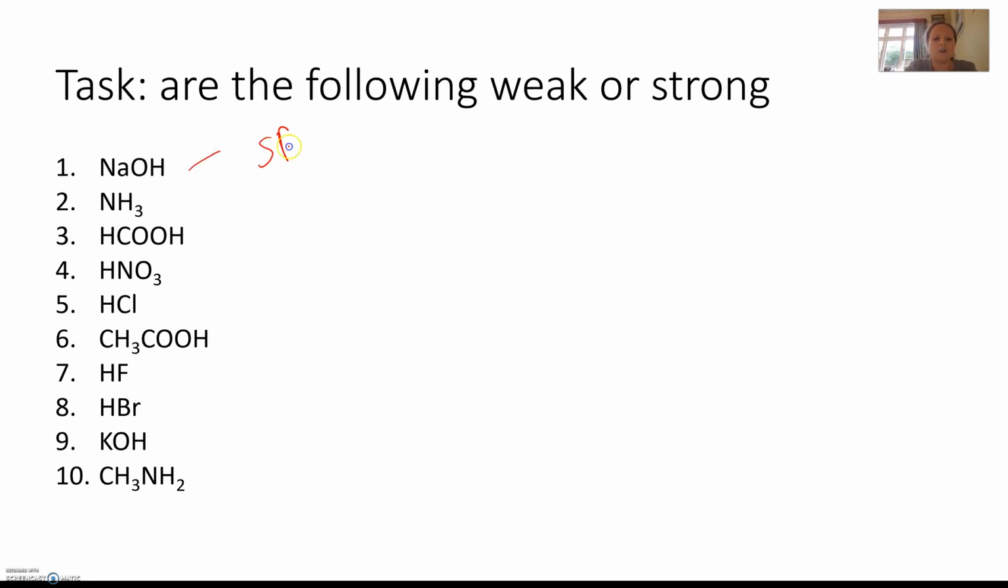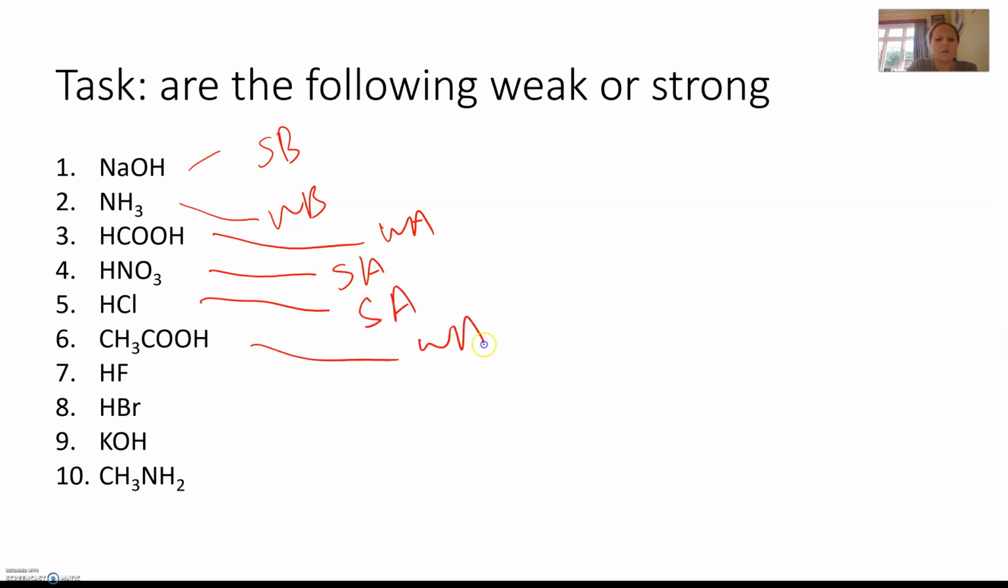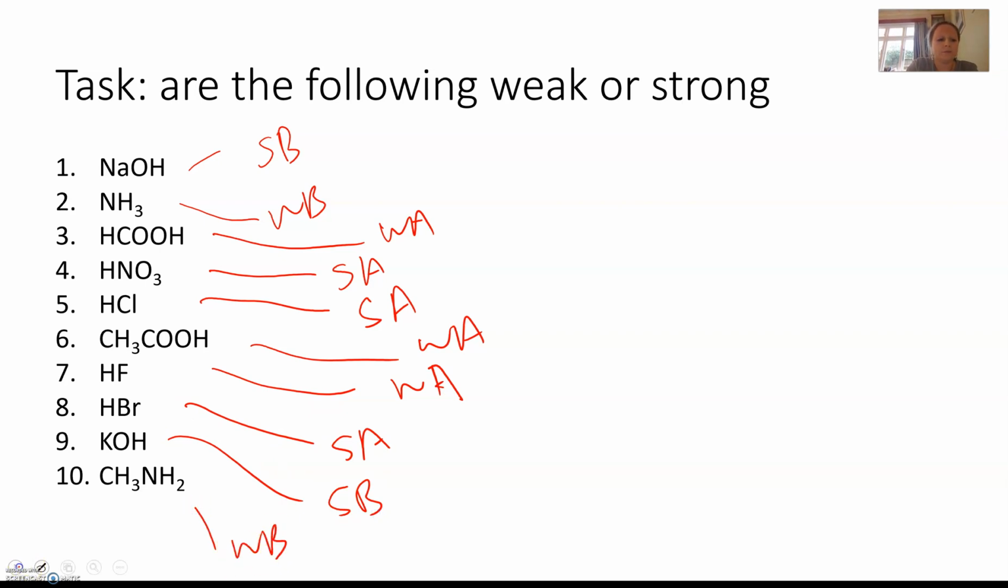So sodium hydroxide is a strong base. NH3 is a weak base. Methanoic acid is a weak acid. Nitric acid is a strong acid. Hydrochloric acid is a strong acid. Ethanoic acid is a weak acid. Hydrofluoric acid is a weak acid. Hydrobromic acid is a strong acid. KOH is a strong base. Methanamine is a weak base.